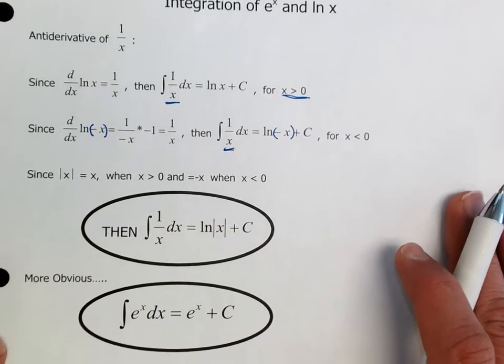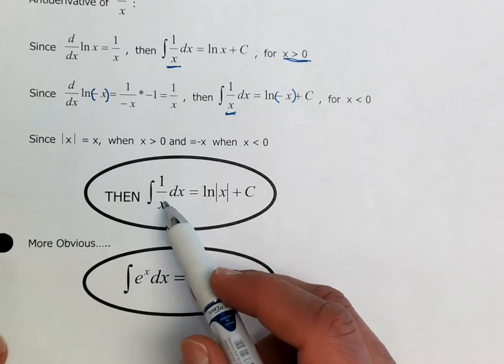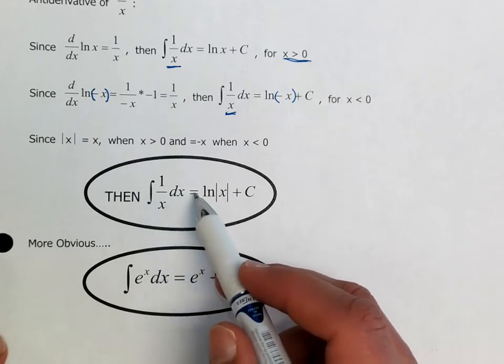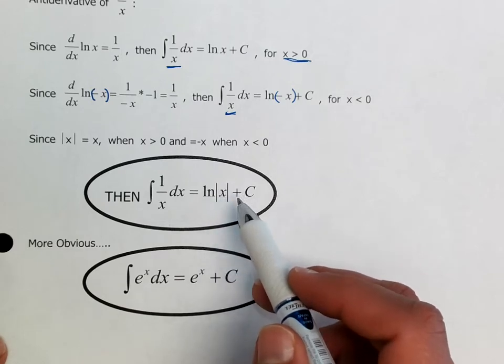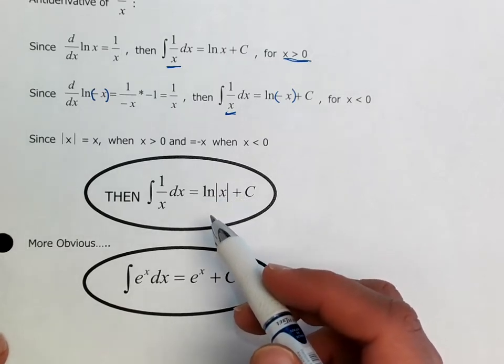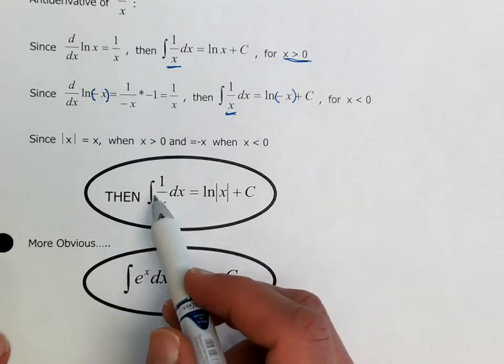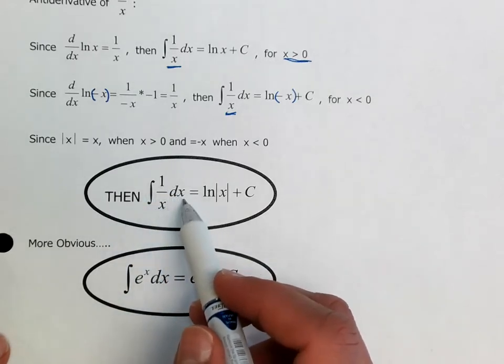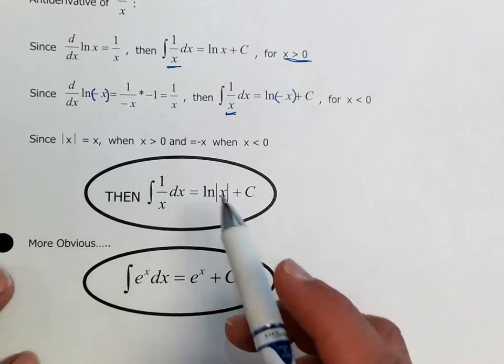So therefore, when you take the antiderivative of 1 over x dx, you can say that that's equal to the natural log of the absolute value of x plus c. Okay? So that's how that works. So again, this is how the antiderivative of 1 over x dx is equal to the natural log of the absolute value of x plus c.